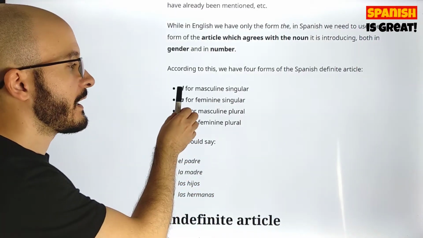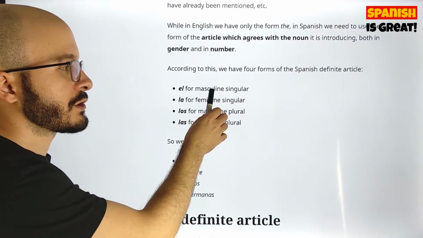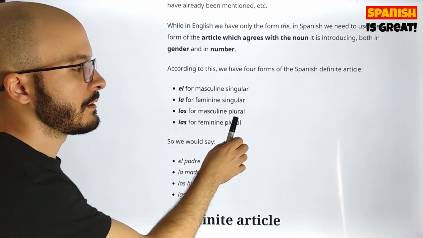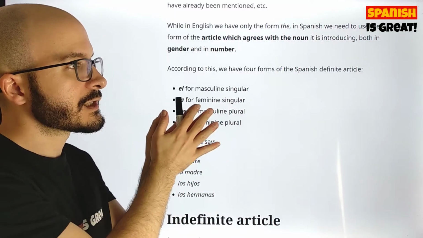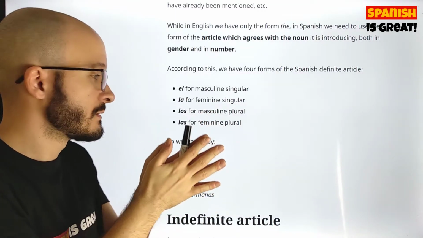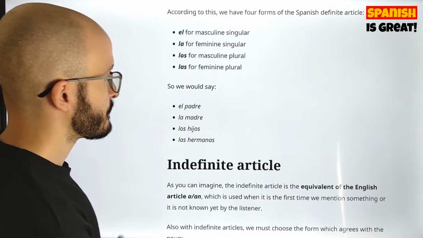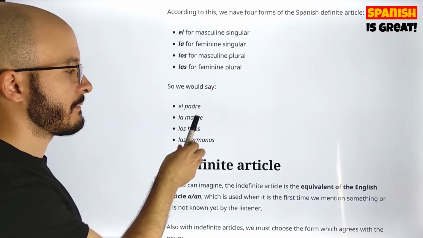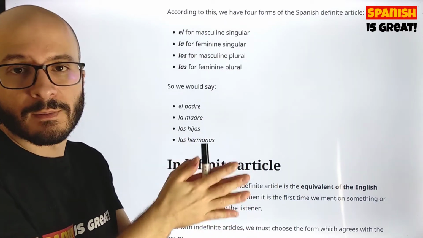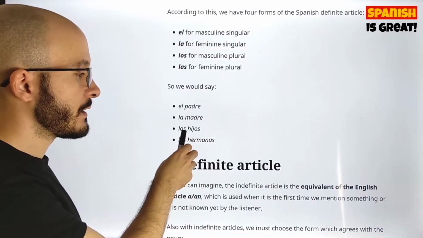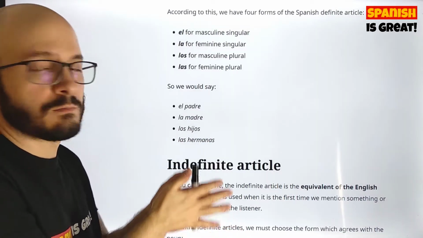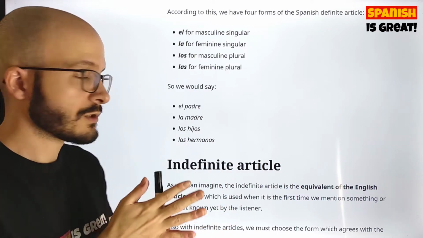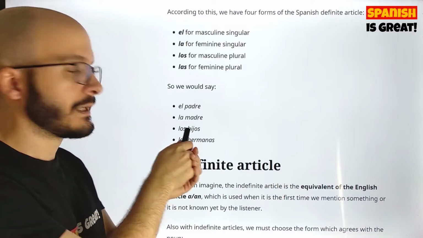In Spanish we have el, la, los, las. El, masculine singular; la, feminine singular; los, masculine plural; las, feminine plural. This is not so hard. For example, padre, which is father, masculine singular, so el padre. Madre, which is mother, feminine singular, la madre. Hijos, which is sons, masculine plural, so los hijos. Hermanas, which is sisters, feminine plural, so las hermanas.